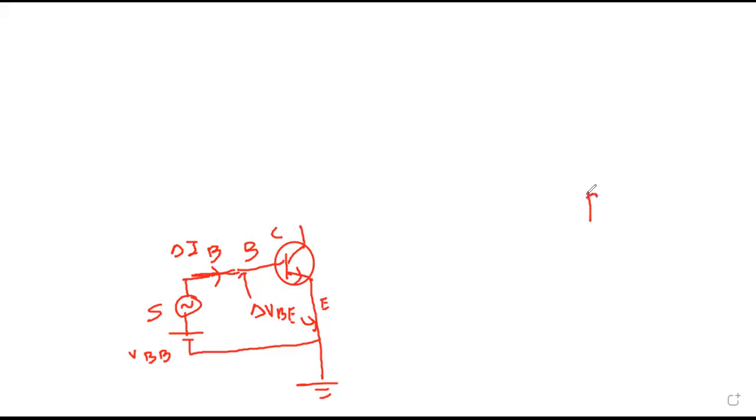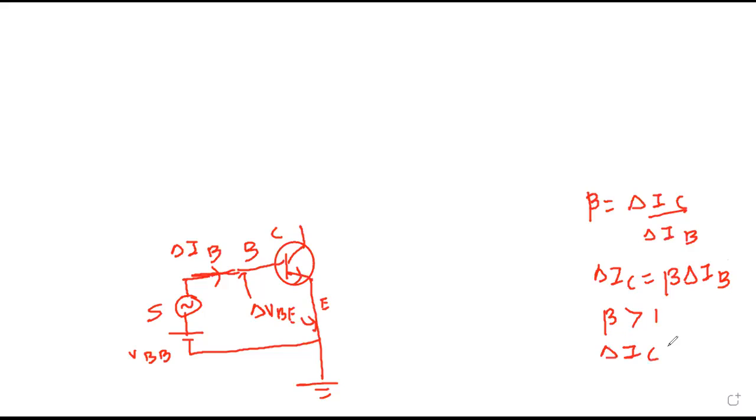So can I say beta is the ratio of change in collector current to the base current? So change in collector current, which is output current, is beta times IB, because beta is greater than 1. So collector current will be greater than base current. So current gain is obtained. Current gain is obtained in an amplifier.